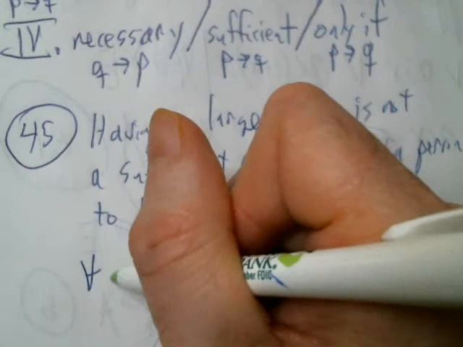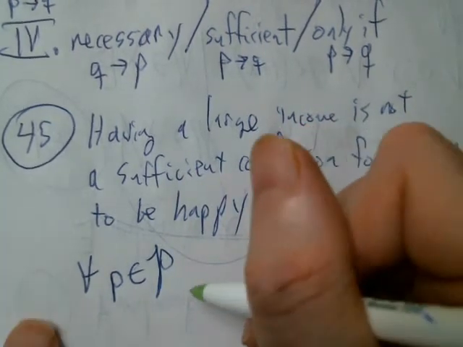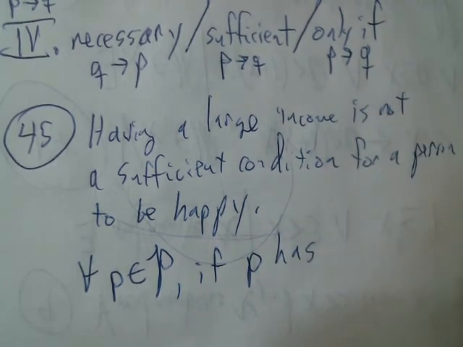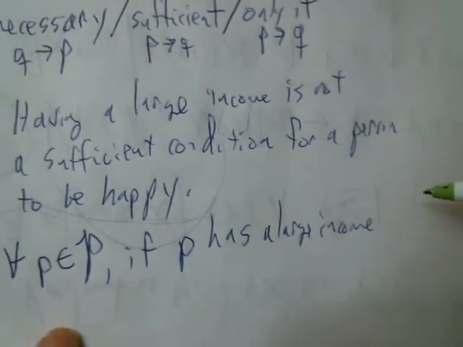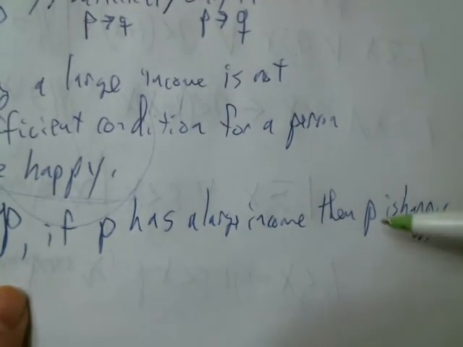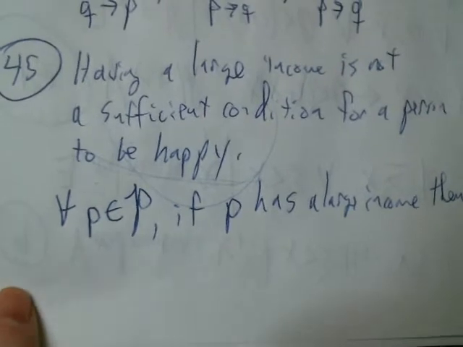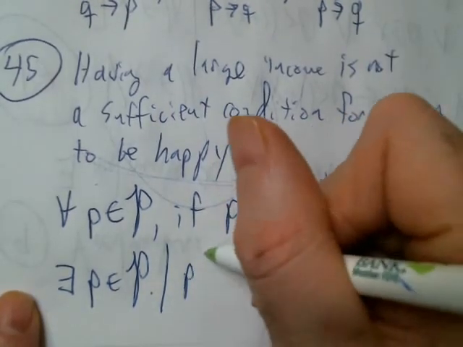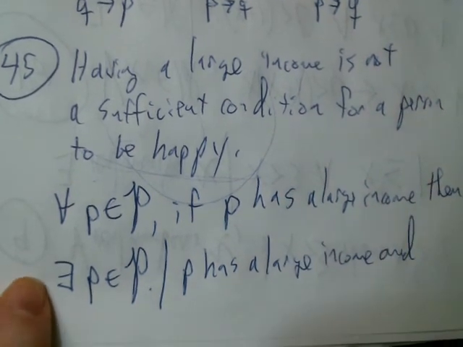So for all people P in the set of all people, I'll assume, if P has a large income, then P is happy, right? So it's basically the same statement, but without the negation. So now I'm going to negate it, and it should be a translation of the original expression. So there exists a P in the set of all people such that P has a large income and P is not happy.